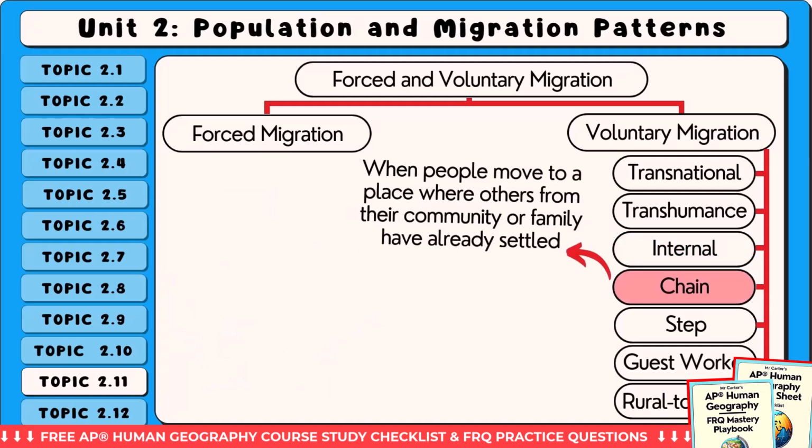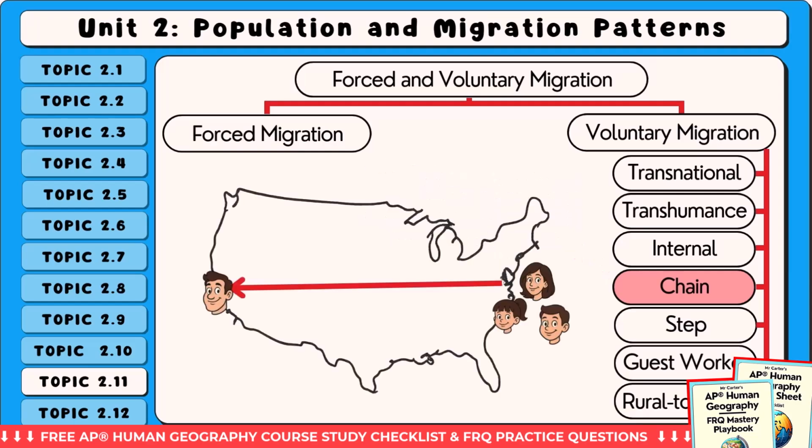Chain migration occurs when people move to a place where others from their community or family have already settled. For example, a man might move to a new city, then later help his spouse, siblings, or neighbors move there too. This creates a chain of migration that connects people across space and helps new arrivals adjust more easily.